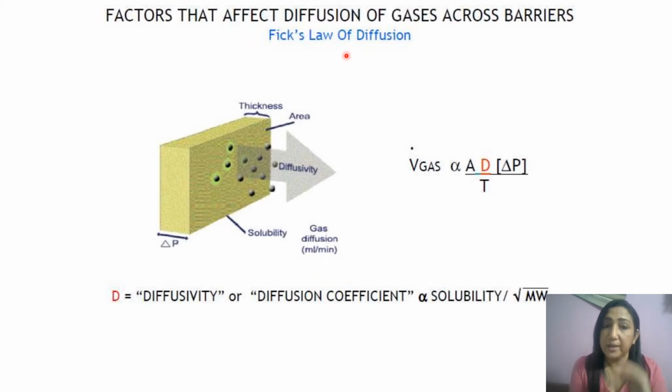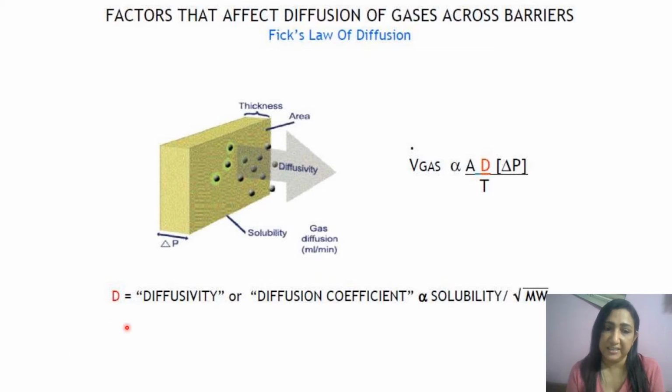The same thing is happening. There are other factors which help in the diffusion, which follows this fixed law of diffusion. Fick's law of diffusion states that the diffusion of one particular gas is directly proportional to the area, the diffusibility or diffusion coefficient of that particular gas, and the pressure difference, and inversely proportional to the thickness of the area through which it is diffusing.